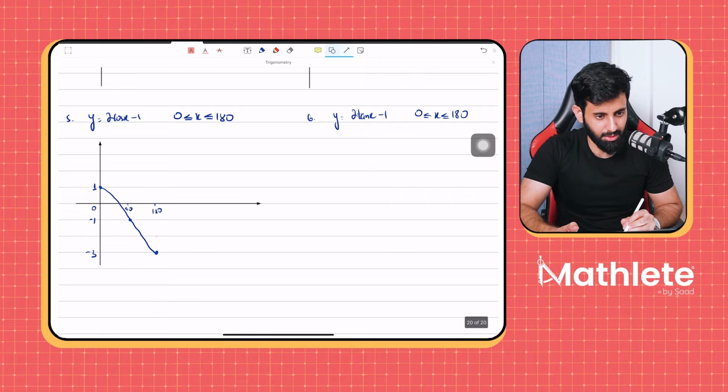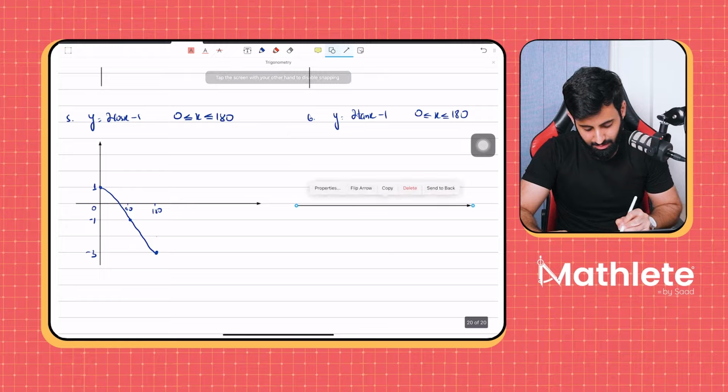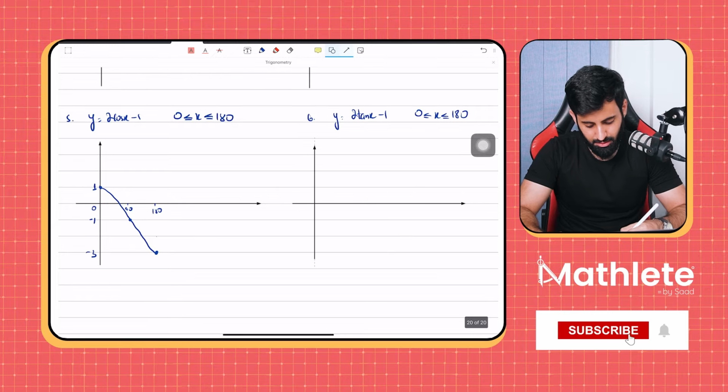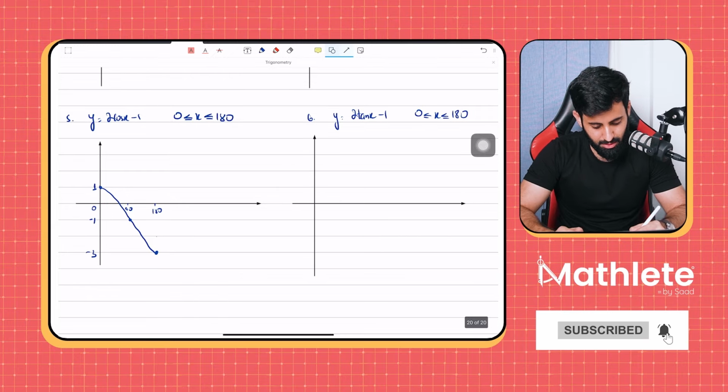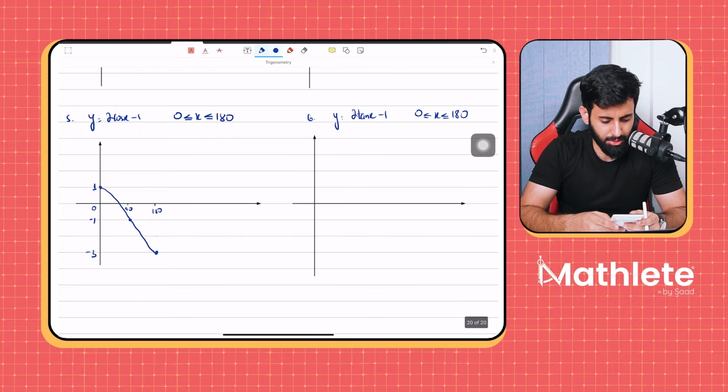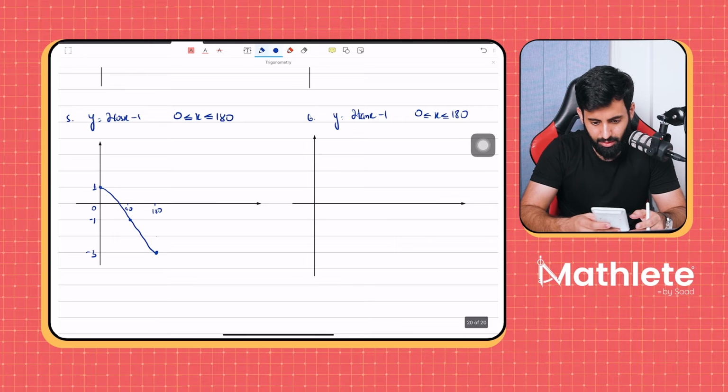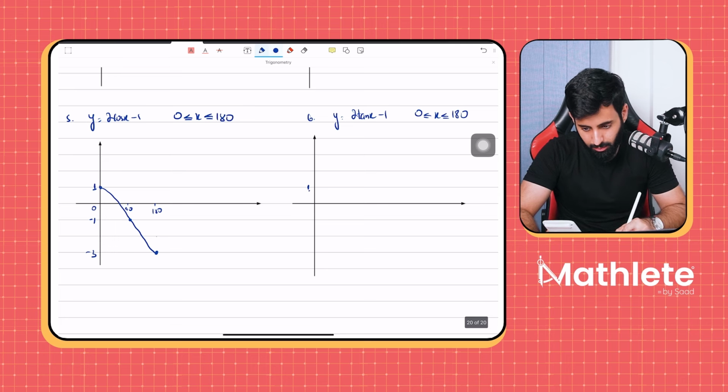Okay, so 2 tan x minus 1. Do we have the answer to that? So here also use your calculator. Make the most of the features that you have in your calculator. Here the start would be 0, end would be 180, but the step is going to be 45. Okay, so at 0 you have, sorry, at 0 you have minus 1 actually. So minus 1, here's a point.